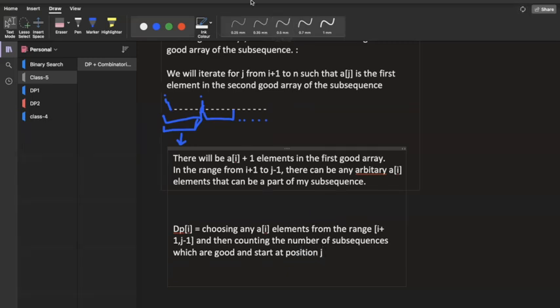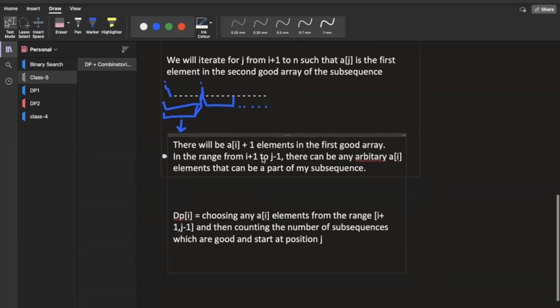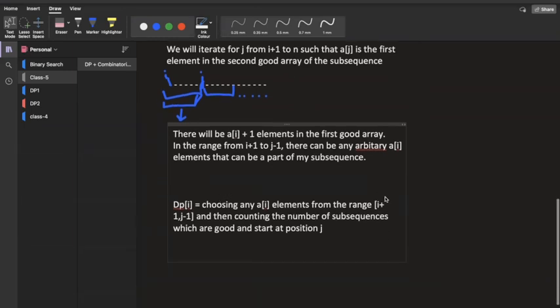So Prabhav, what you are missing here is that I am already iterating on j, right? The constraint is that n is up to 10 to the 3. So I am already iterating on j. For a particular value of j, I will just choose AI elements in the range from I plus 1 to j minus 1 and multiply it with the count of good subsequences which start at position j. And count of good subsequences which start at position j is nothing but dp of j, right?